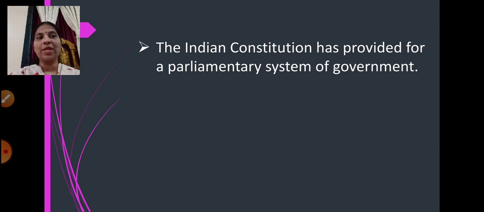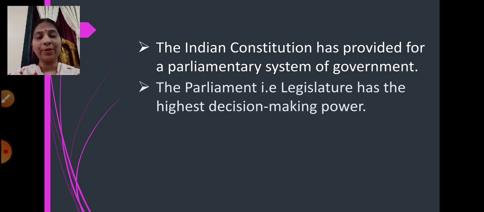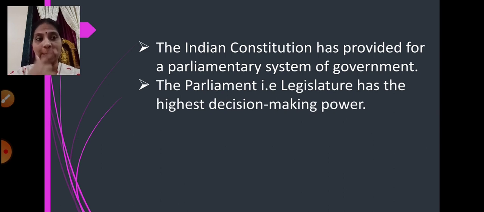So what does democracy mean? The system of government of the people, by the people, and for the people. So the Indian Constitution has provided for a parliamentary system of government, which means people's participation is there, and the Parliament, that is the legislature, has the highest decision making power. Who has the highest decision making power? The Parliament, also called the legislature. In short, the legislature or the Parliament has the responsibility of making laws for the entire country.